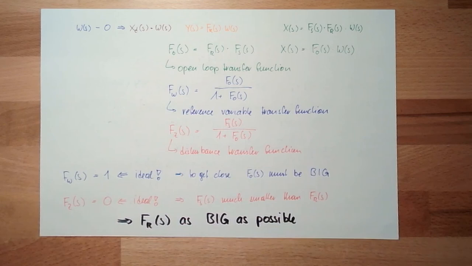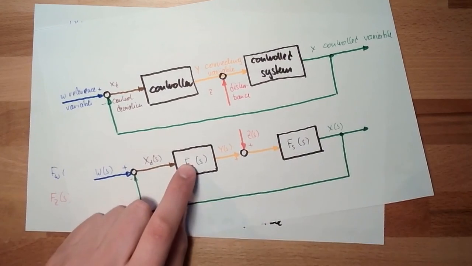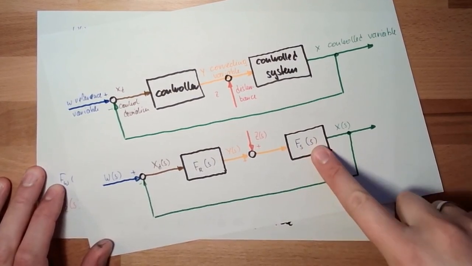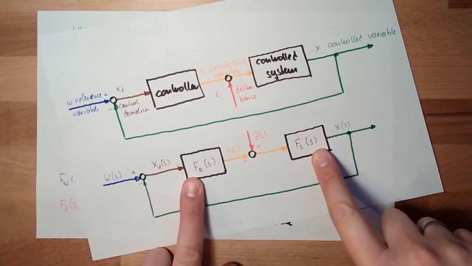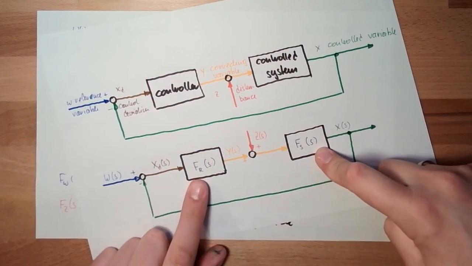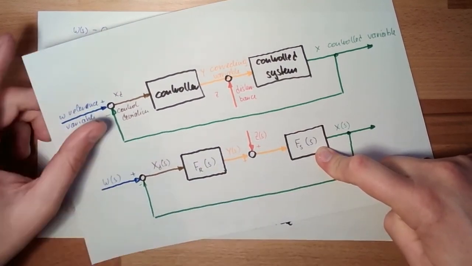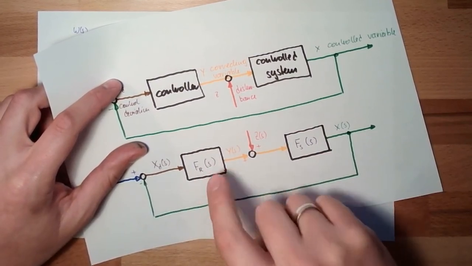Next time, we want to talk about regulators, different types of regulators. Actually, what we usually have, this is given. There is some control system, and we want to find the regulator, the controller, for this. This is the task of control engineering. Next time we are talking about what possibilities we have here.